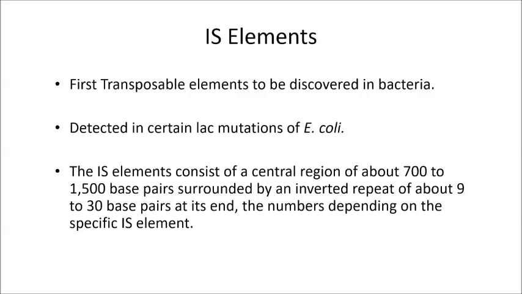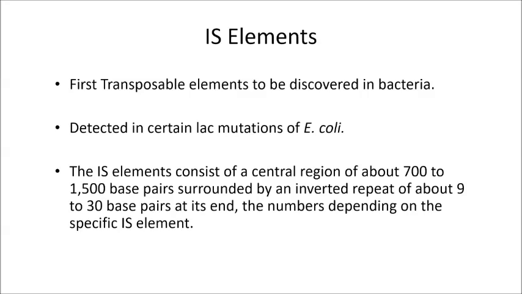So let's talk about the transposable elements in bacteria. The first one that we'll discuss is the IS element. The IS element was the first transposable element discovered in bacteria, and it is a conservative transposon, meaning the transposition process is accomplished by excising an element from its position in a chromosome and then inserting it into another position.